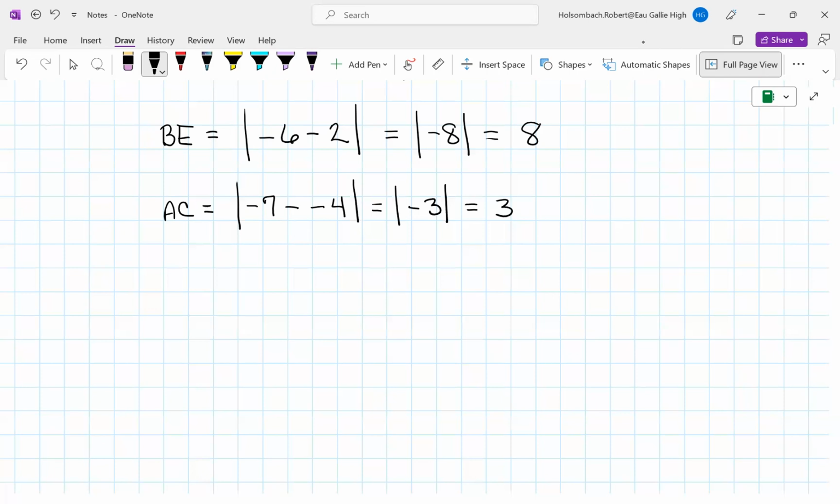Guided practice 1B down there, we're going to find the distance from C to F. So we got the absolute value of C, which is at negative 4, minus F, which is at 5. So 4 negative minus 5, we get the absolute value of negative 9. And the absolute value of negative 9 is equal to 9.